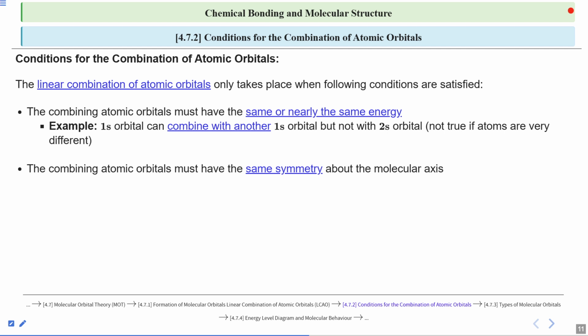Now your question will be, what about symmetry? What is symmetry here? It is the same symmetry that you used in the case of overlap. Remember, we were combining the positive with positive and the negative with negative. Here also you have to follow that same thing. If you are combining two atomic orbitals, the same sign of the wave function should combine.